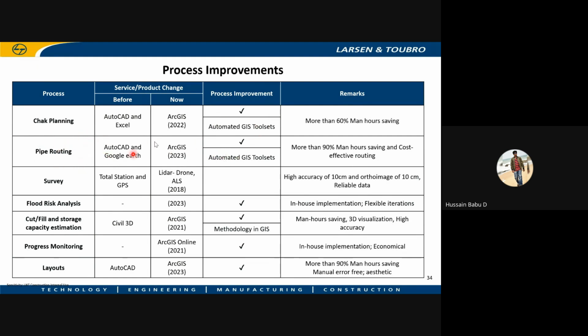For pipe routing, earlier they used to work in AutoCAD and Google Earth. They would create a KML, convert it into CAD, upload it into the WaterGEMS platform, and then do the hydraulics. Nowadays we are doing it with ArcGIS, which is directly imported to the WaterGEMS platform with all elevation details within it. It has high compatibility with WaterGEMS compared to the previous datasets, which lets us do this process much more effectively and saves 90% of man-hours.